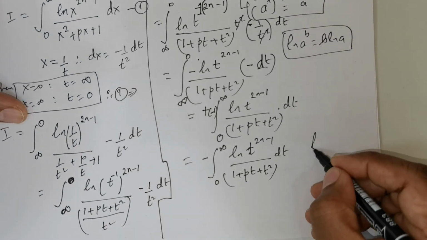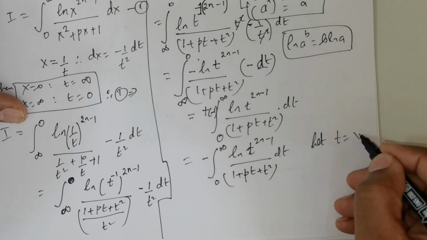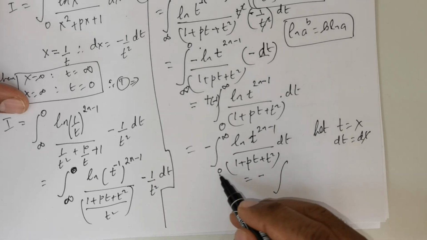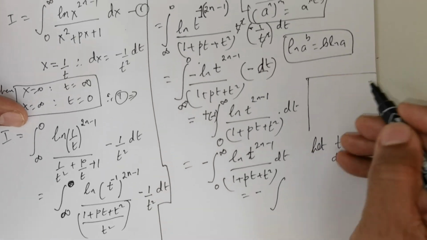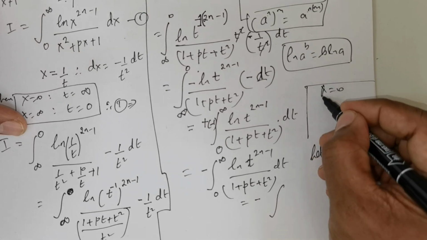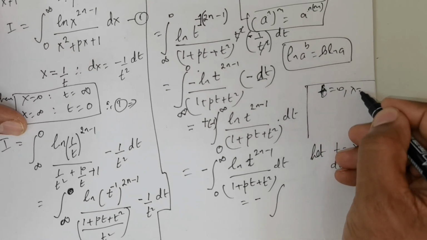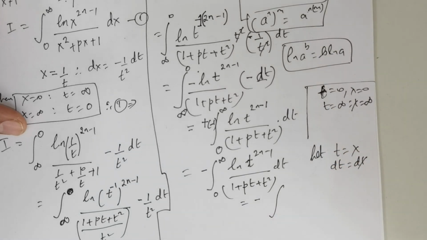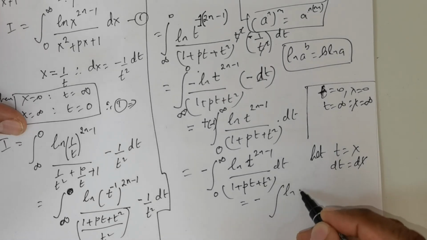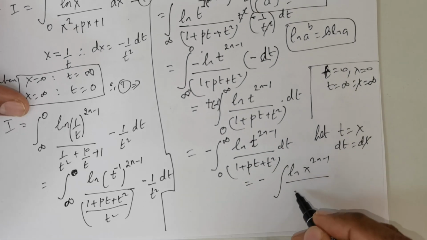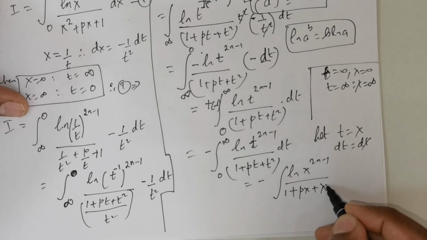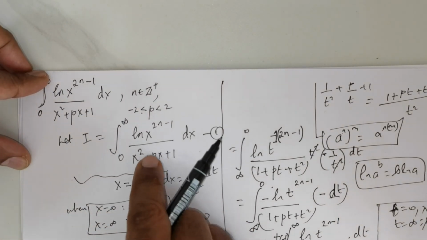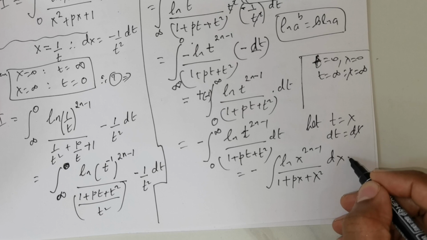Now what I wish to do is make one more substitution. Let t be equal to x. I get dt is equal to dx. So this is equal to negative integral, when t is equal to 0, x will be equal to 0. When t is equal to infinity, x will be equal to infinity. So there isn't any change there. So this is going to be negative ln x raised to the power of 2n negative 1 divided by 1 plus x plus x squared times dx. Now what is this? I've taken this to be I, right? So this is going to be equal to negative I.